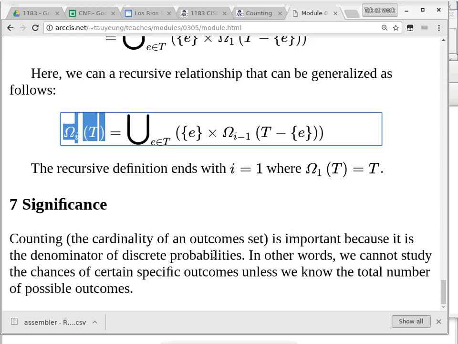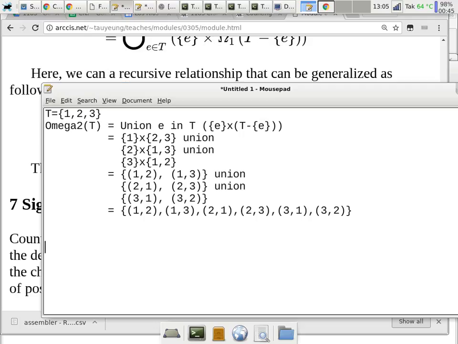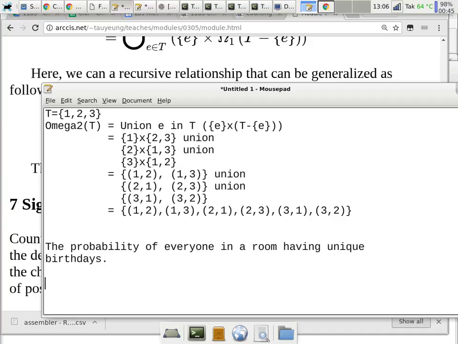Pretty high. So let's do some calculations and see how we can figure that out. Okay, so the question is the probability of everyone in a room having unique birthdays. We can use a concrete number. A concrete number is always good. We'll say this is n, the number of people.